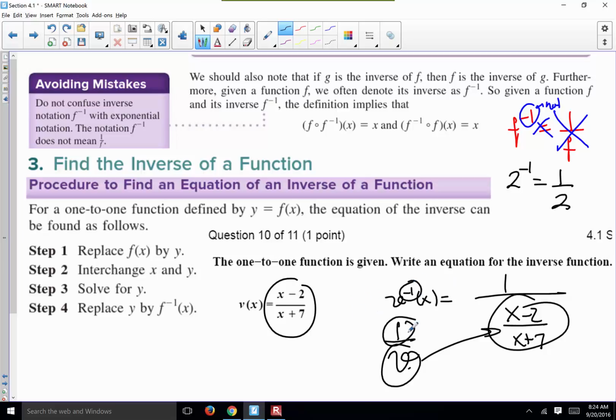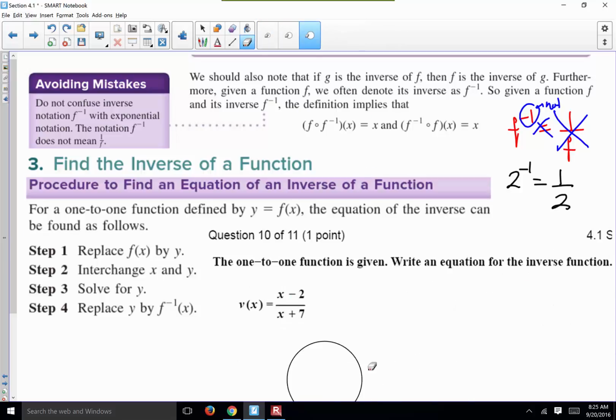It's not. It's just the notation. Maybe they should have used this letter instead of -1. They should have called it capital I, I as in the first letter of inverse. But it's a poor choice of notation, but we go with that. Again, don't make reciprocal when you see -1 in the right upper corner.